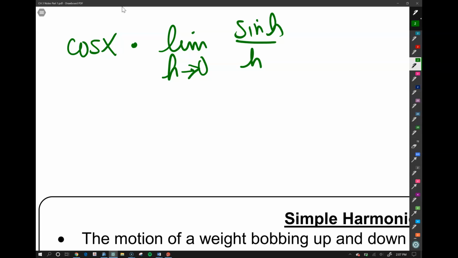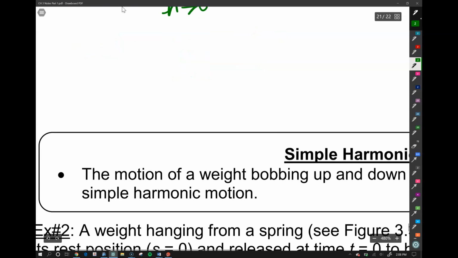If you look at the same limit in degree mode, it's going to get very, very different. Hence, we're going to be using radians. Do not ask if it's degrees. In your calculator, you must be in radian mode. That's all I'm going to say about that.